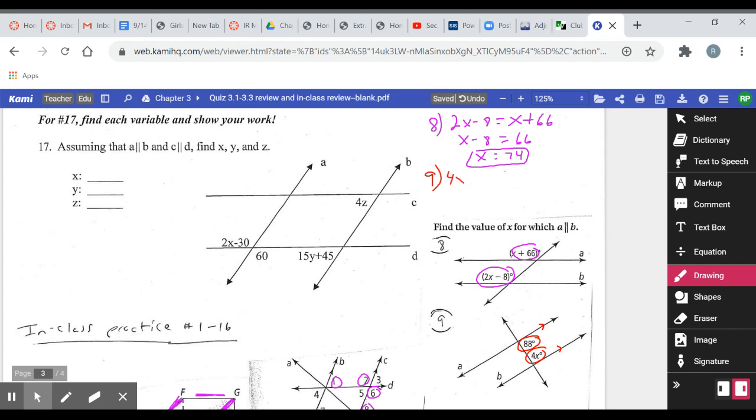So I can say 4x plus 88 is equal to 180. If I subtract 88 from both sides, I end up with 92. And if I divide by 4 on each side, I get x is equal to 23.